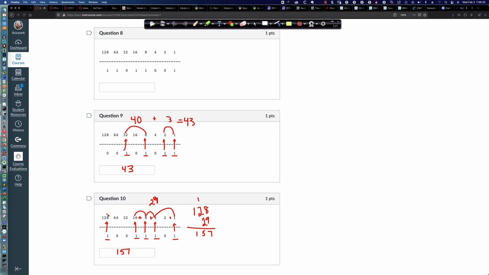And I just went about it a different way. Instead of saying, okay, what's 128 plus 16 and then plus 8 plus 4 plus 2, I went ahead and added sort of the lower numbers together and then took the 128 and added the sum of the lower numbers to 128. And that's how we ended up with 157. And again, that's how easy it is to convert from binary to decimal.